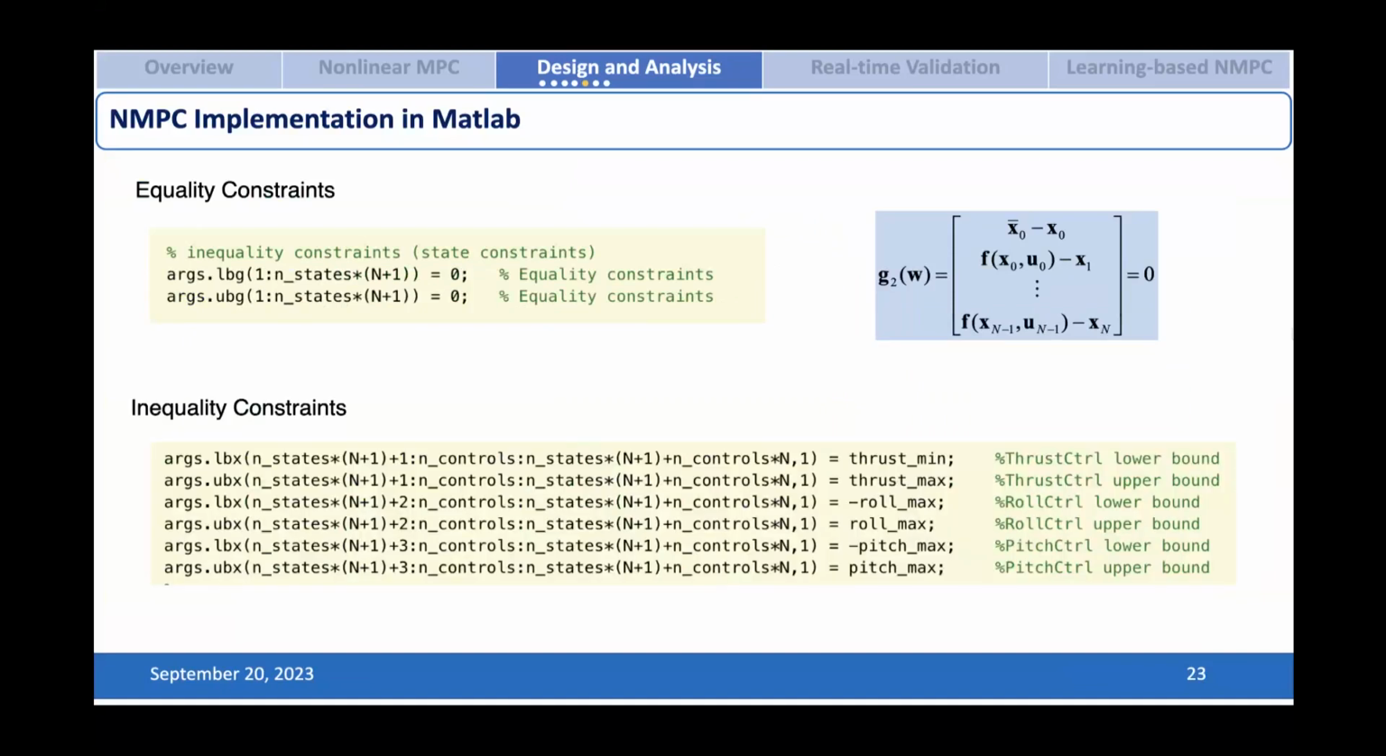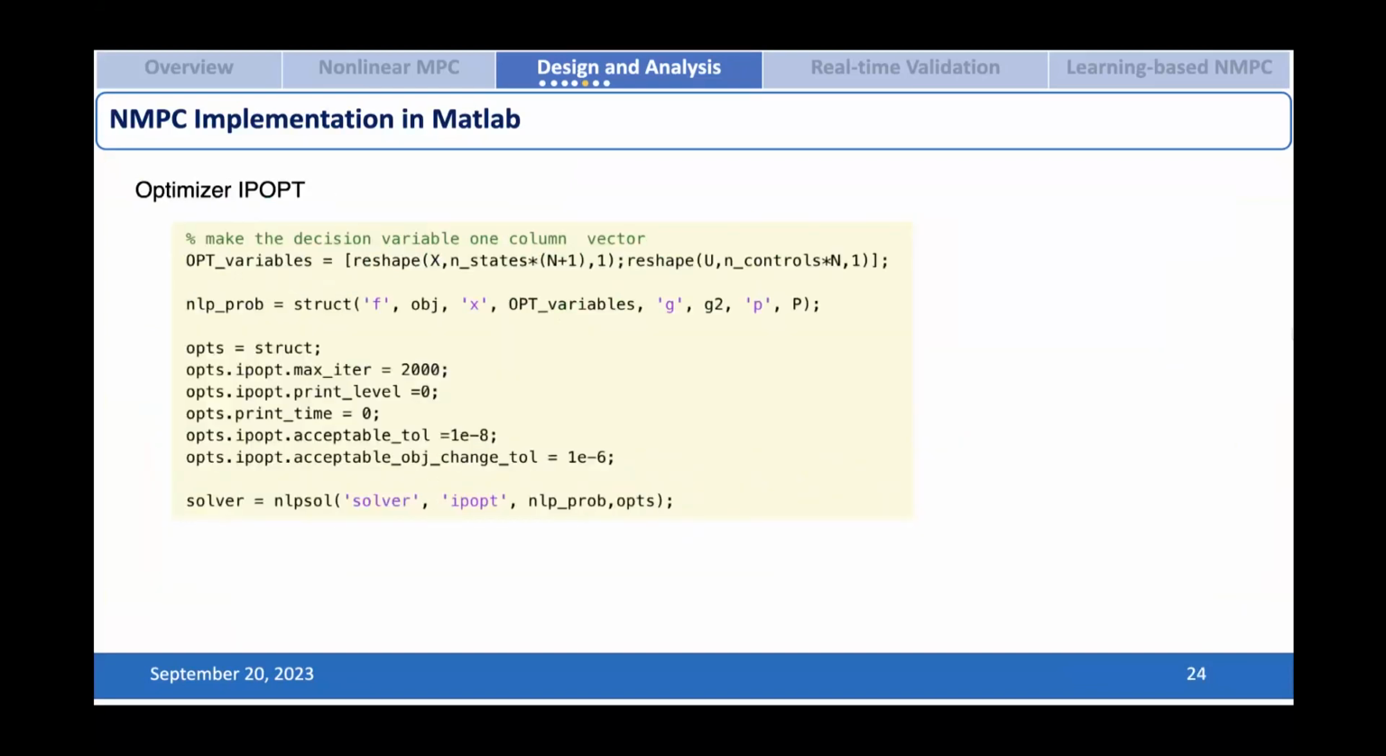Also, we can add some inequality constraints if we'd like to limit or constrain the control inputs. So we have the minimum and the maximum value of each control input that we have in the system, just in case we'd like to keep it within a desired level.